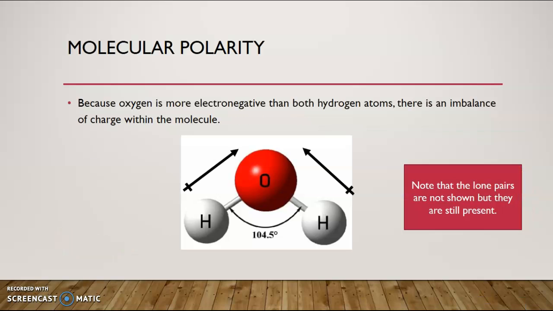Okay, in the case of water, because oxygen is more electronegative than both the hydrogen atoms, there's that imbalance within that molecule. The lone pairs are not shown in this particular case, but they would exist right here. So you have to imagine those two sets of lone pairs. And beyond that, you also have to think about the giant electron clouds existing on the oxygen end of the water molecule, which would then make this side slightly negative and the other side slightly positive. So water is a polar molecule.